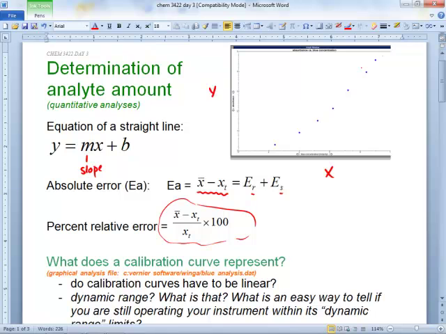But dynamic range. Ooh, this instrument has a dynamic range over 5 orders of magnitude. What does that mean?